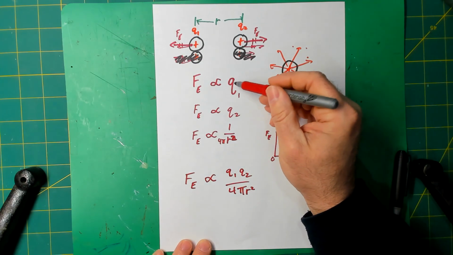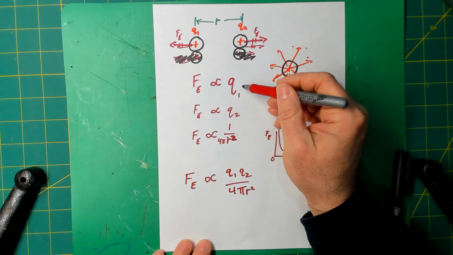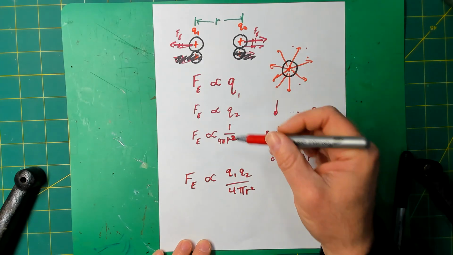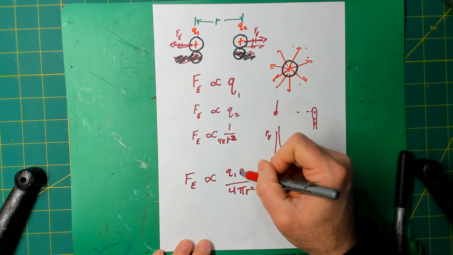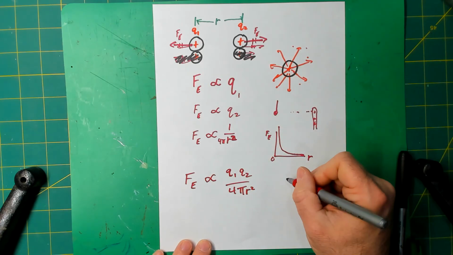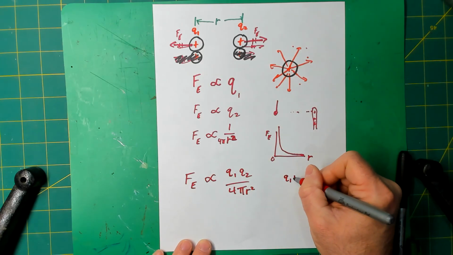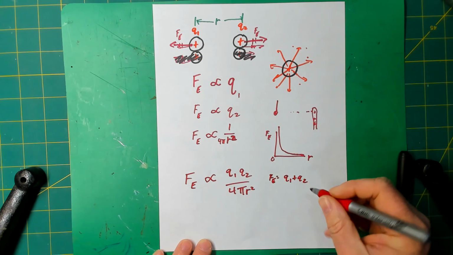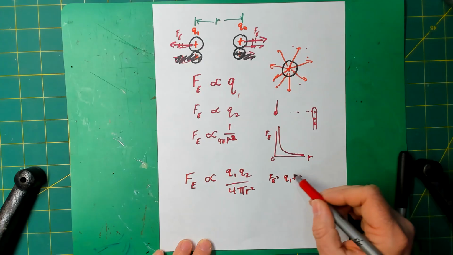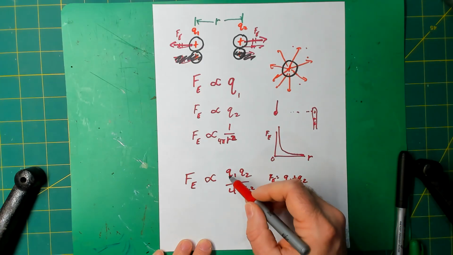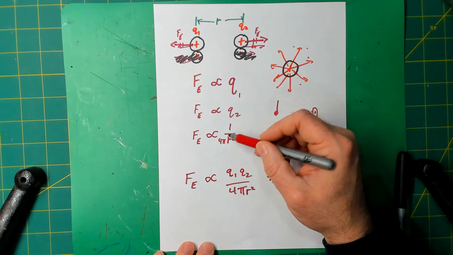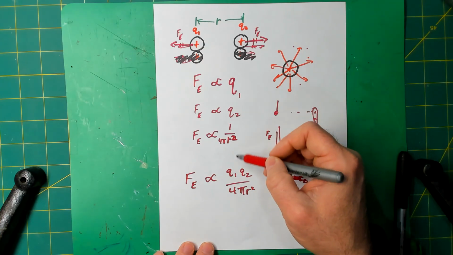Now, we said that this is directly proportional, so if I double this charge, it should double the force. And if I double this charge, it should double the force. So these have to be multiplied together. If they were added, if I had an equation where these were added, then if I doubled this, it wouldn't double the total, see? So I know they have to be multiplied together. And same thing here, so I can put these together and that's it.